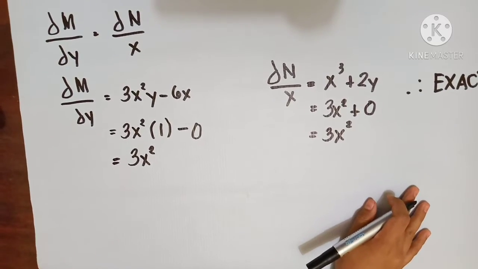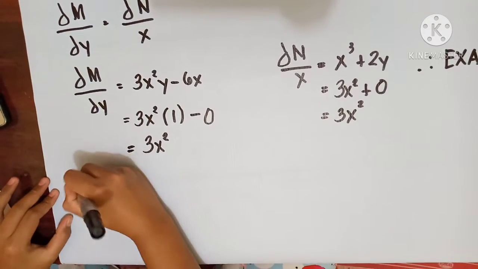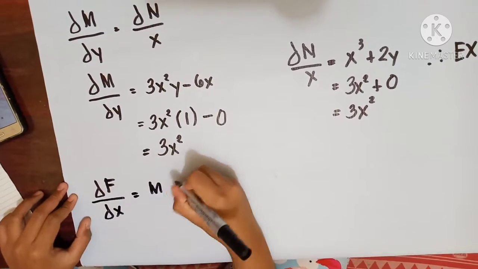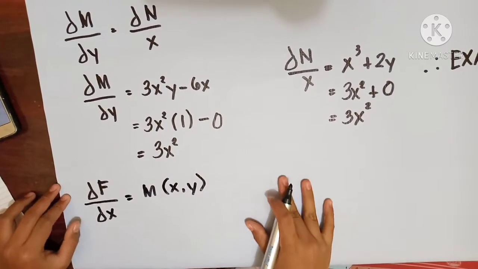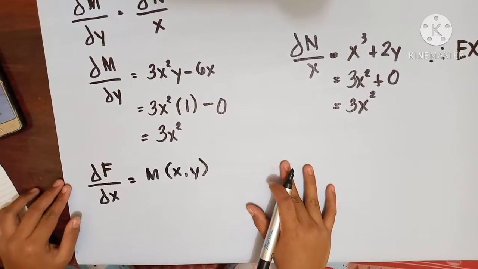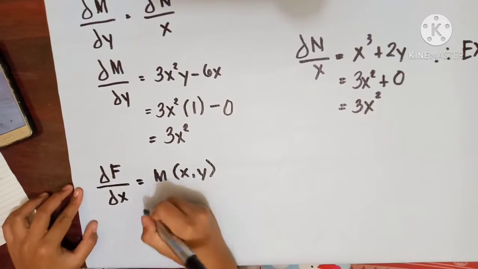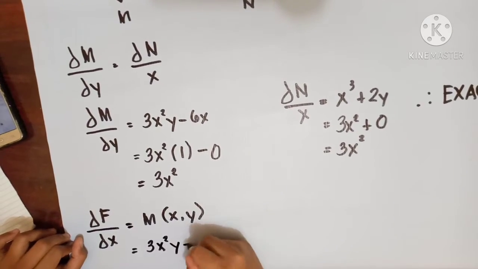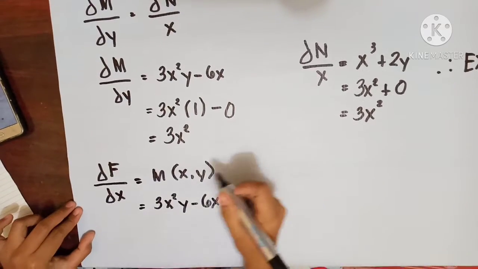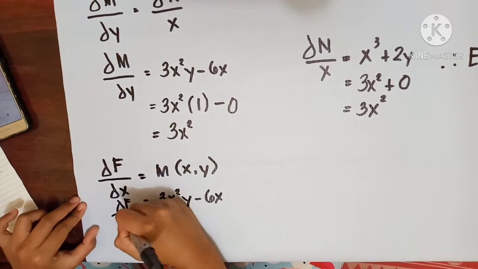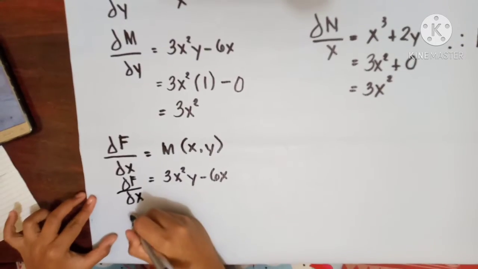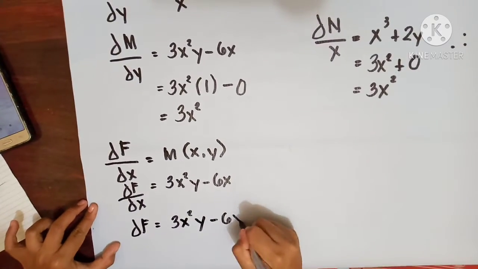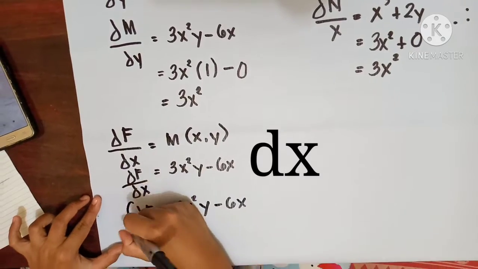So next thing to do is to use the formula partial derivative of f in terms of x equals M as a function of x and y to solve for the solution for the exact differential equation. So it is equal to our M, which is 3x squared y minus 6x. So we will cross multiply. This will become partial derivative of f equals 3x squared y minus 6x. Then we will integrate both sides.